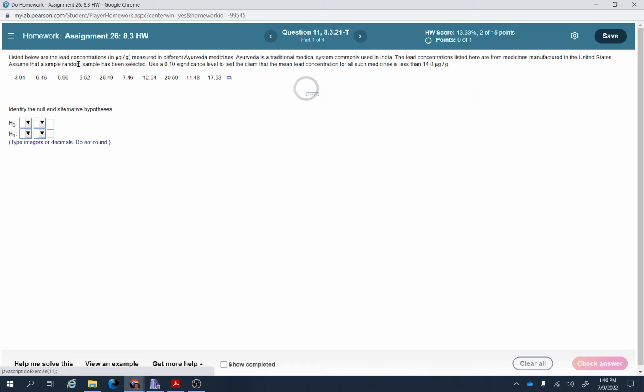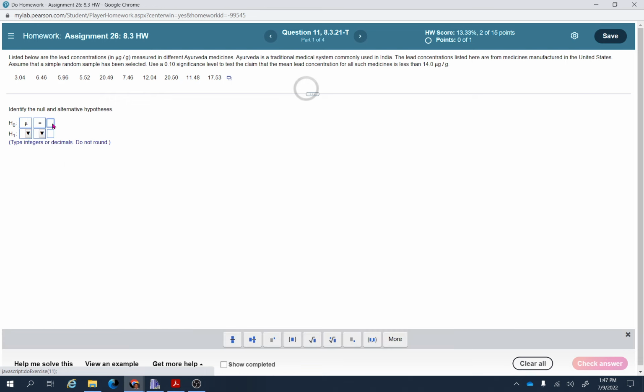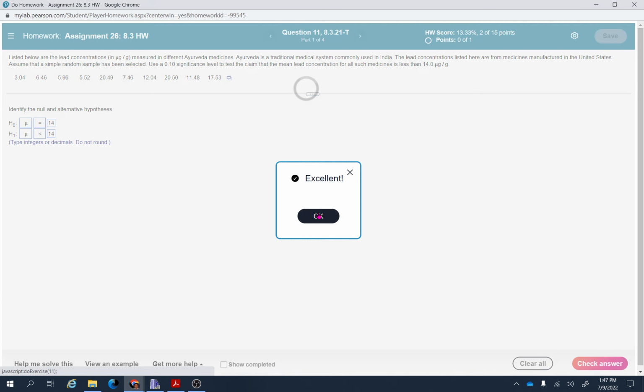Assume that a simple random sample has been selected. Use a 0.1 significance level to test the claim that the mean lead concentration for all such medicine is less than 40. So as usual, the null hypothesis is that the mean is equal to 40, and the alternate hypothesis is that it is less than 40. So this is our hypothesis.